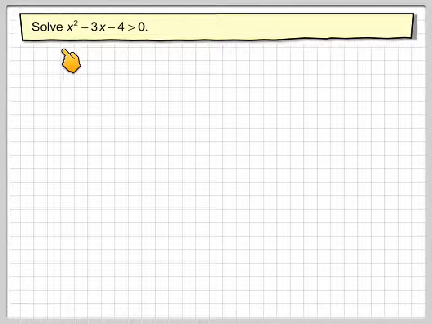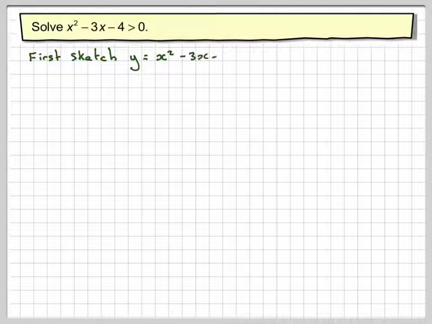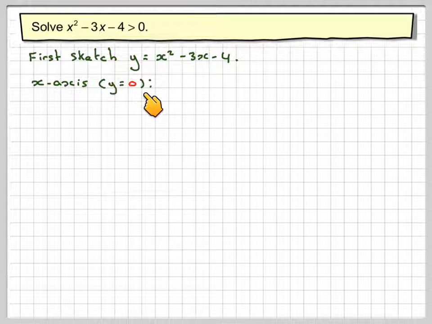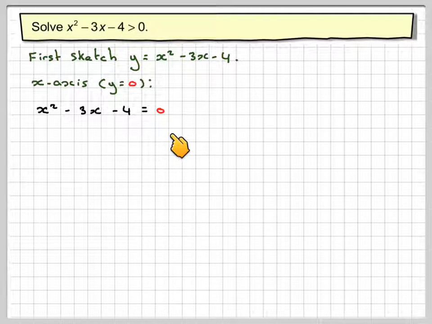Right, in this video we're going to solve the quadratic inequality x squared minus 3x minus 4 is greater than 0. So first we're going to sketch the graph of y is equal to x squared minus 3x minus 4. For the x-axis, y is equal to 0, so we've got x squared minus 3x minus 4 is equal to 0. To solve that we need to factorise it.